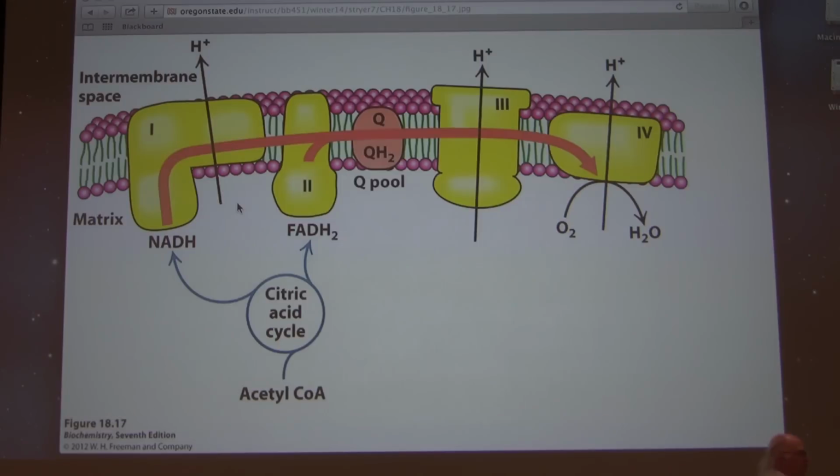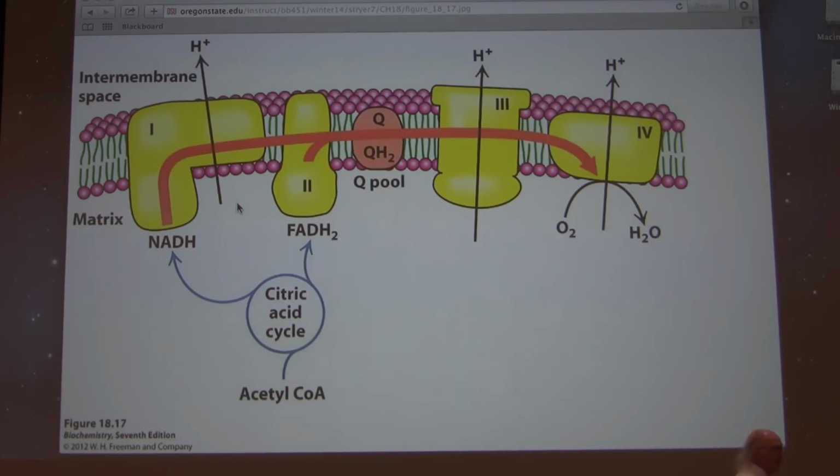Well, both complex 1 and complex 2 donate their electrons to something called coenzyme Q. This looks like 1 is going through 2, but it's not. It's going from 1 to coenzyme Q, or it's going from 2 to coenzyme Q. Remember, this is 3 dimensions, so it's kind of hard to depict this in 2 dimensions. So the electrons from complex 1 go to coenzyme Q. The electrons from complex 2 go to coenzyme Q. And at this point, they're traveling in pairs. They came in pairs. There was a pair from NADH. There was a pair from FADH2.